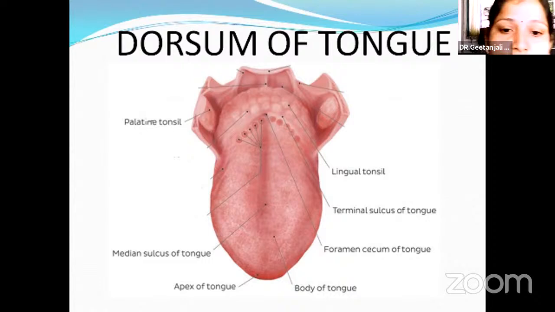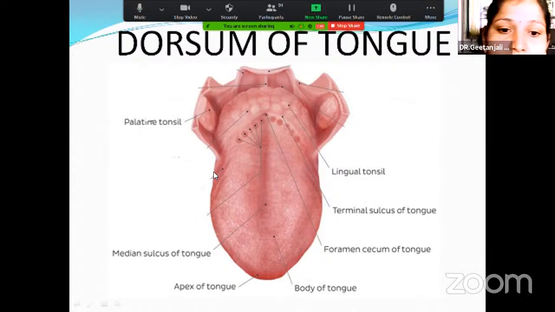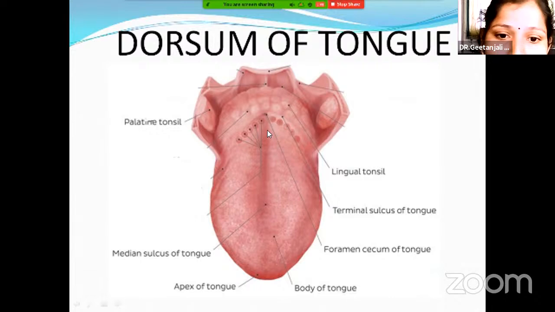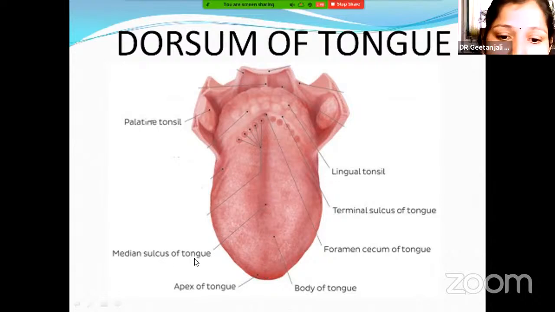Come to the dorsum of the tongue. See here the figure showing the dorsum of the tongue. Observe this figure. See here the median sulcus of the tongue. I am moving this arrow along this median sulcus of the tongue. This median sulcus of the tongue is also called as median furrow. This median furrow divides the tongue into two equal halves or two equal parts.